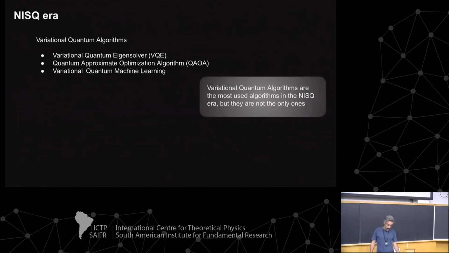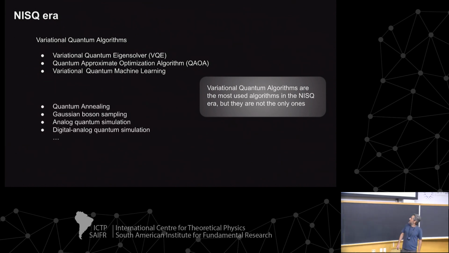Just to conclude, variational quantum algorithms are the most used, but there's more than this. Then we have quantum annealing, Gaussian boson sampling, with which the Chinese group reached supremacy, analog quantum simulation, and digital-analog quantum simulations. These are some algorithms that are inside this NISQ era.